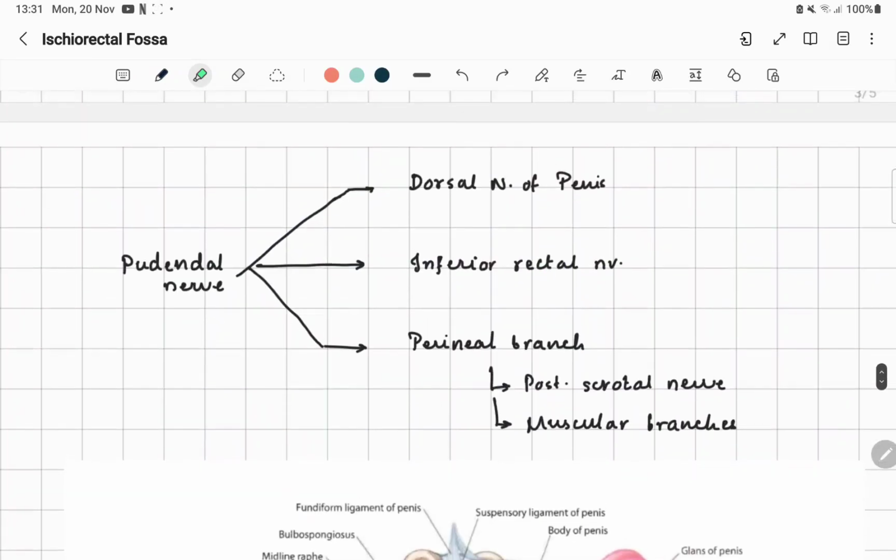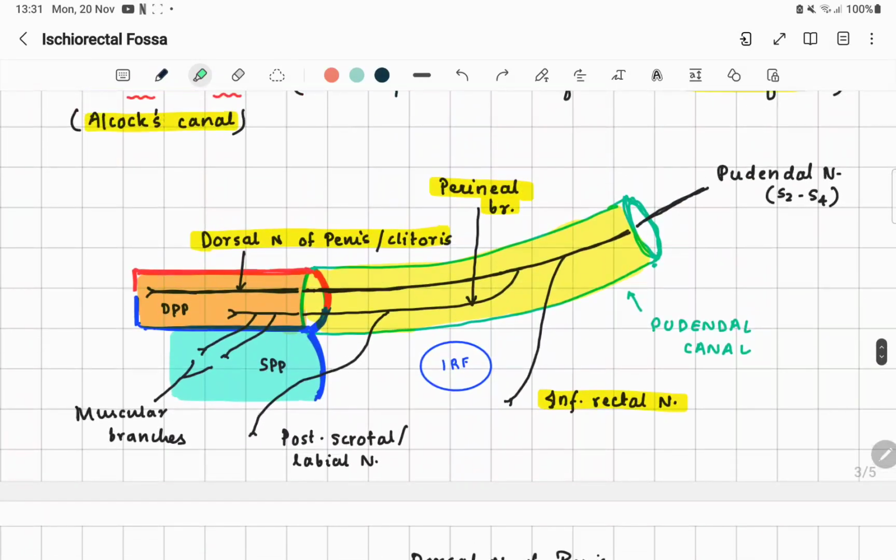So talking about the pudendal canal, what are the contents? The pudendal nerve will come. The root values are S2 to S4, from the sacral plexus. It comes here and gives a perineal branch, which continues, and gives two muscular branches. The perineal branch gives another branch, called the posterior scrotal nerve or labial nerve, which goes inside the superficial perineal pouch and supplies the scrotum.